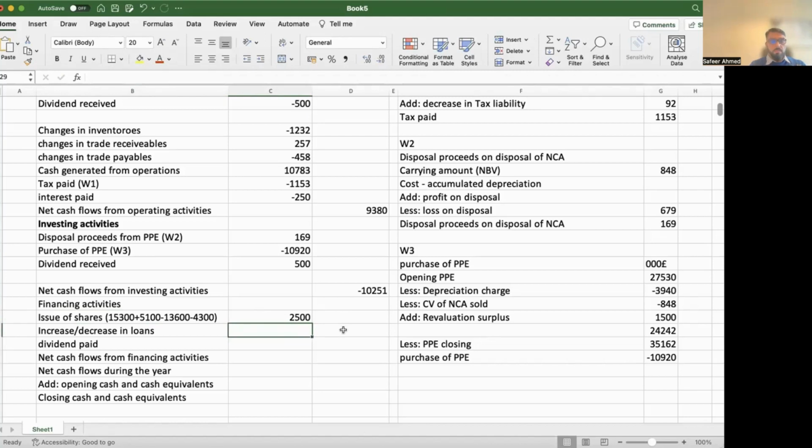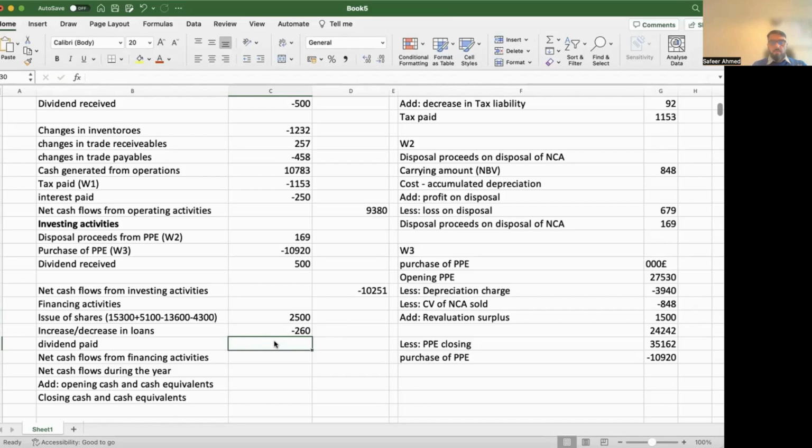The other thing you need to keep an eye on is the long-term liabilities, non-current liabilities. So you can see the bank loan. So bank loan has decreased. Now, a decrease in bank loan means repayment of bank loan. So this will be a cash outflow. There you go. And dividend paid.